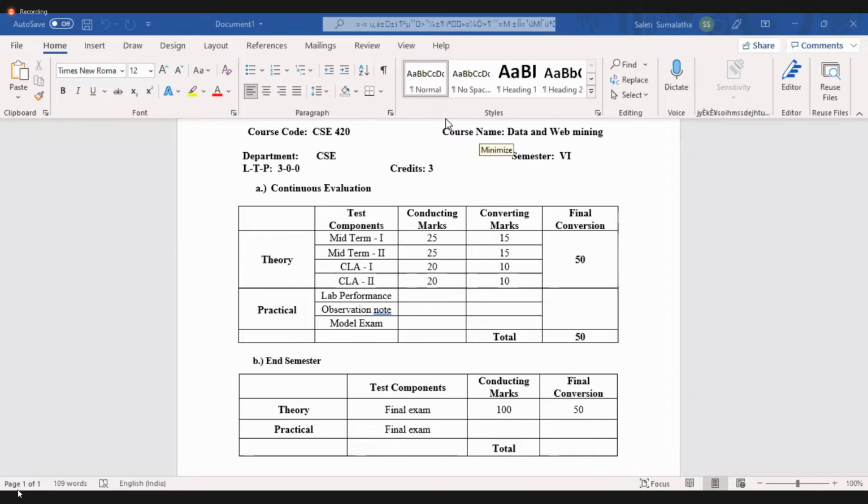Maybe in March, your mid may be in March. So based on that situation, I don't know. As of now, let us hope it will be online.